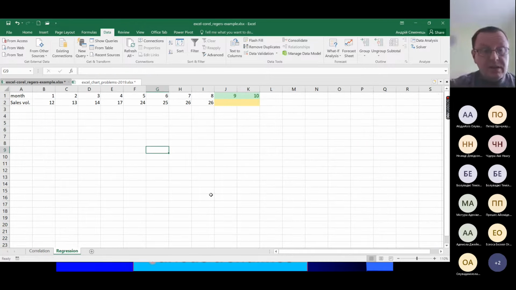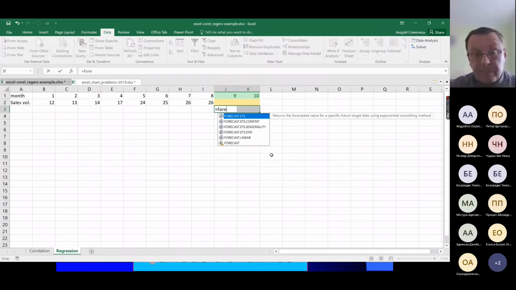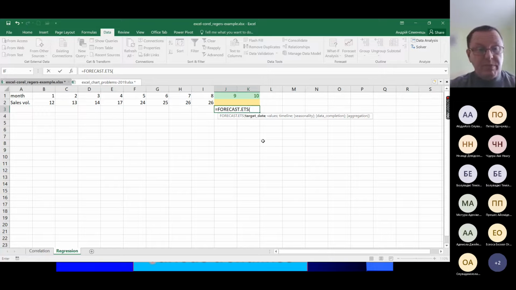Regarding regression analysis, it's almost exactly as easy as you said. First of all, I can try to make forecasting by using an analytical approach with the FORECAST.ETS function, which makes it possible to provide seasonal trend identification. So first of all, I have to use the target date.